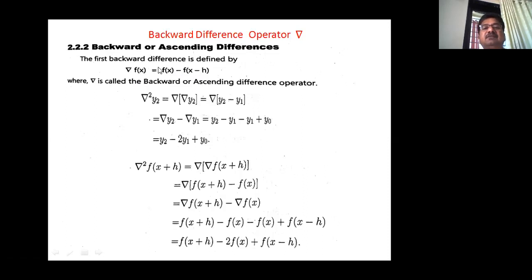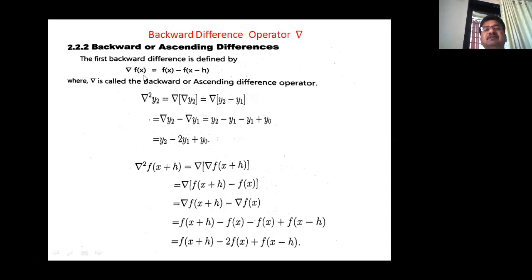That is the value at the same point of the function f minus the value at the previous point. So what is the previous point of x? It is x minus h. This is the definition of del f(x), the definition of the backward or descending difference operator.